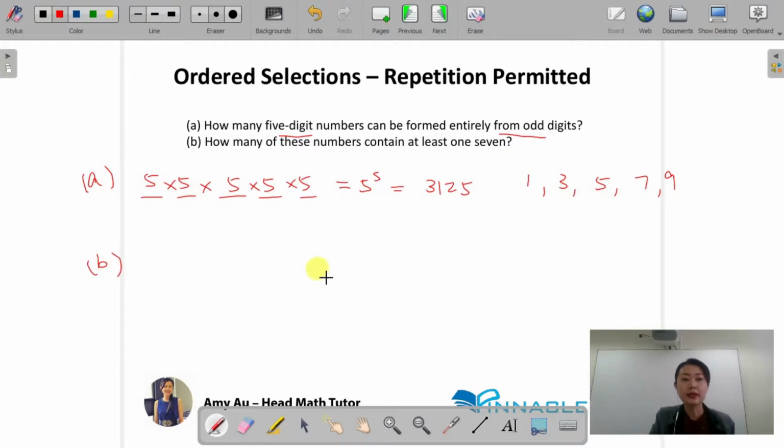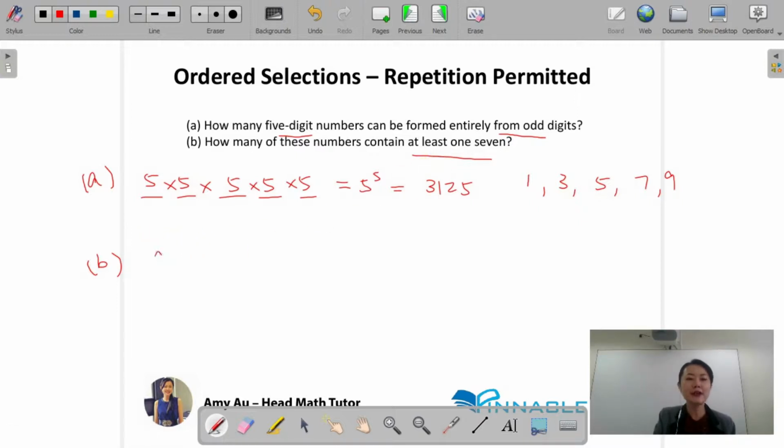Part B, it goes, how many of these numbers contain at least 1 7? Now, I always say this to my students. When you see the wording at least 1 of anything, you're talking about complementary cases. Because if you think about it, at least 1 7, if you want to count it directly, is quite annoying. You have to do 1 7, 2 7s, 3 7s, 4 7s, 5 7s. You have to do 5 different cases. Instead of doing that, do the complementary case, which is no 7s.